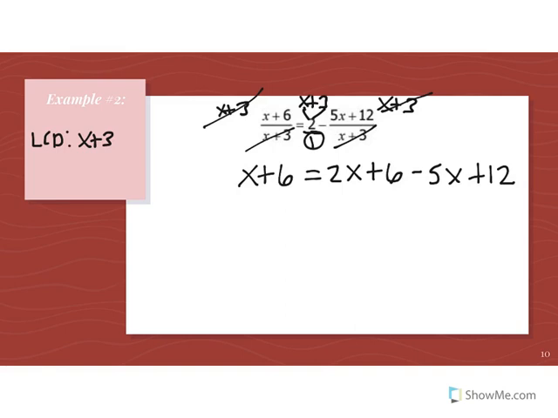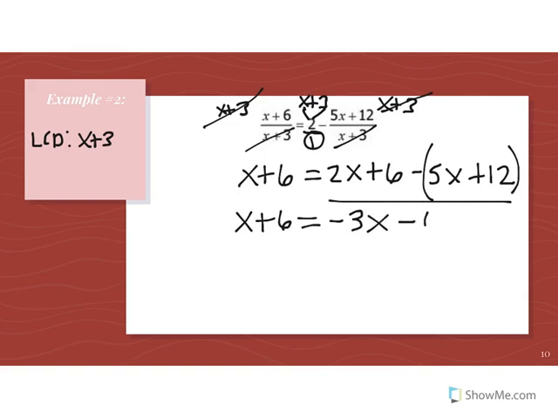Okay, so now, oh, and be careful because this negative, put parentheses around this, so that negative gets distributed to both the 5x as well as the 12. So just be careful and watch out for that, you guys. Okay, so let's go ahead and combine like terms on this right side. We get x plus 6 equals, I have a negative 5x plus 2x, so I have a negative 3x, and then I have a negative 12 and a positive 6, so this is a negative 6. So negative 3x minus 6, x plus 6 on the left side.